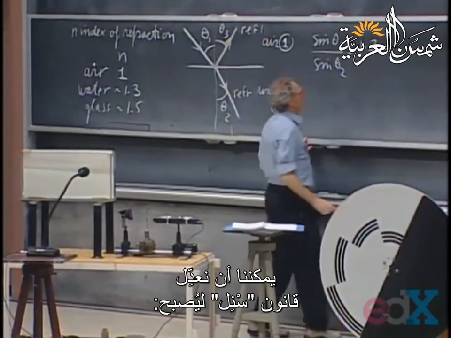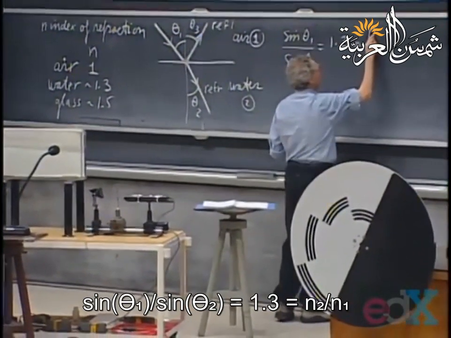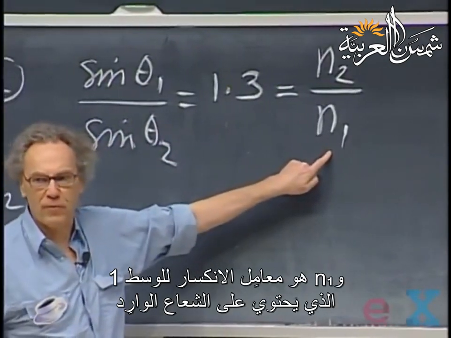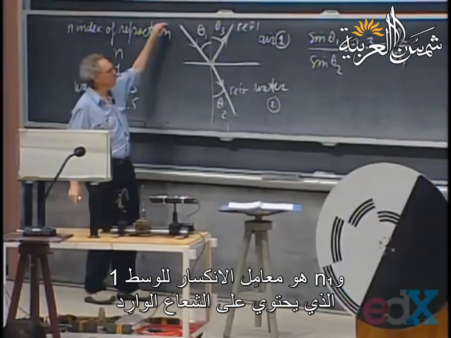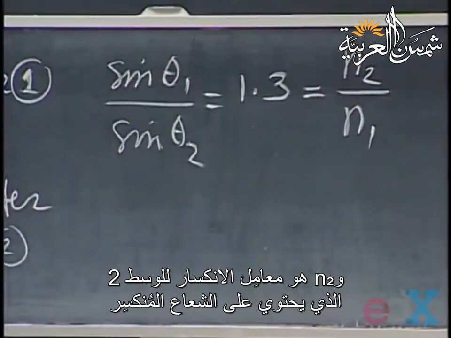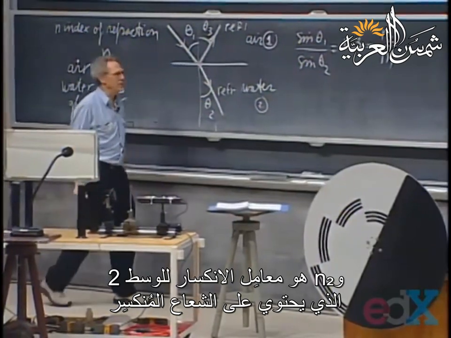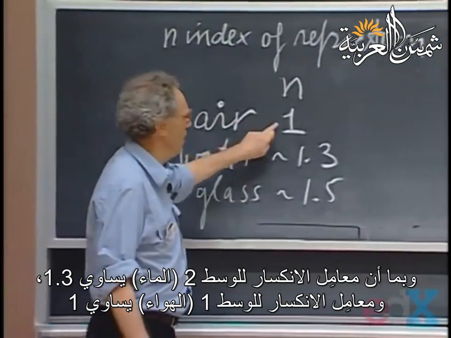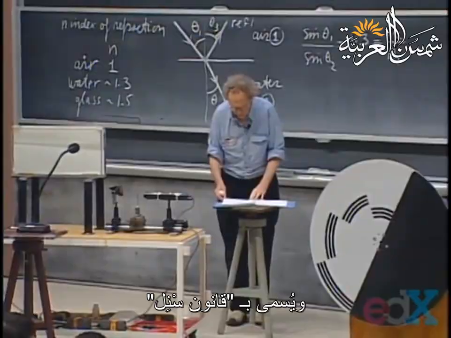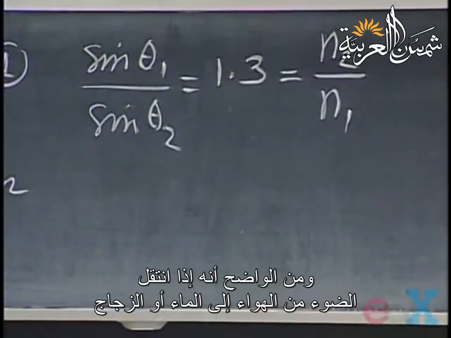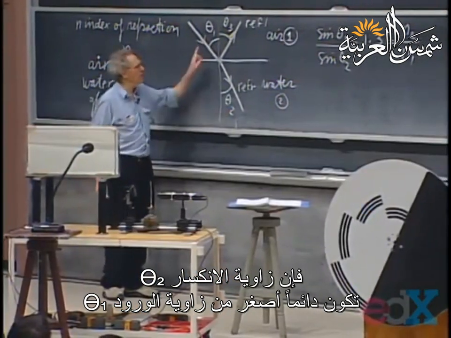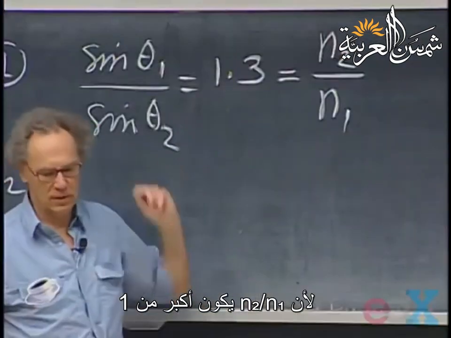And so we can now amend Snell's law by writing here N2 divided by N1, N1 being the index of refraction of the medium where your incident beam is, that's why I put a 1 here, N2 being the index of refraction of the medium where you're traveling to. You refracted into this medium. And so you see indeed that since water is 1.3 and air is 1, this ratio for air to water is 1.3, and this is called Snell's law. And it is immediately obvious that if you go from air to water, or from air to glass, that angle theta 2 is always smaller than the angle theta 1, because this number is larger than 1.